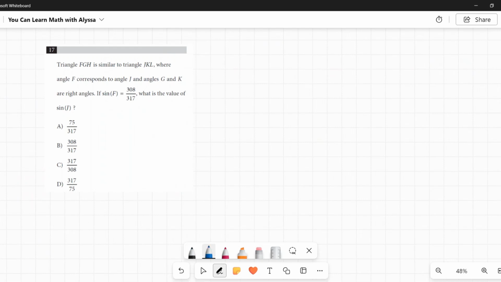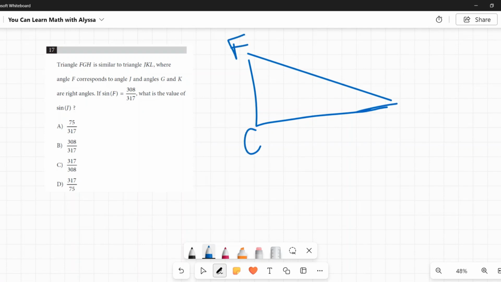Number 17, triangle FGH is similar to triangle JKL, where angle F corresponds to angle J and angles G and K are right angles. Okay, so FGH and angle G is a right angle. So I don't know what the proportions are, but I can get kind of close. So I have FGH and G is a right angle. And I know JKL looks like it. It may be smaller, it may be bigger, I don't know. I'm drawing it smaller.